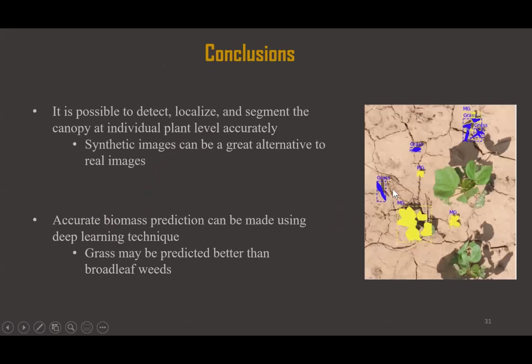So we had two different conclusions from this experiment. The first conclusion is that it is possible to detect, localize, and segment the canopy at individual plant level accurately. And we also saw that synthetic images can be a great alternative to real images for detecting weeds using deep learning techniques. And we also saw that accurate biomass prediction can be made using deep learning techniques. And among the broadleaf and grasses, the grasses may be better predicted with the canopy cover area that we developed from the model.